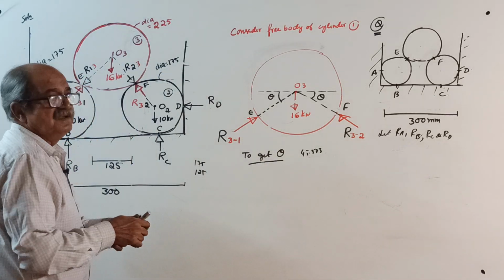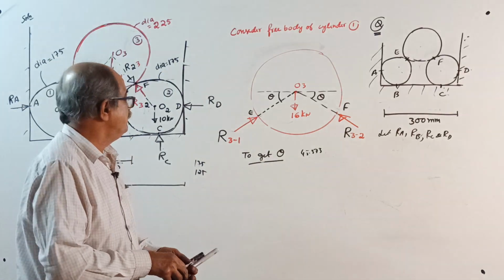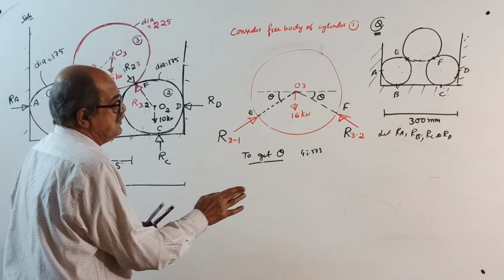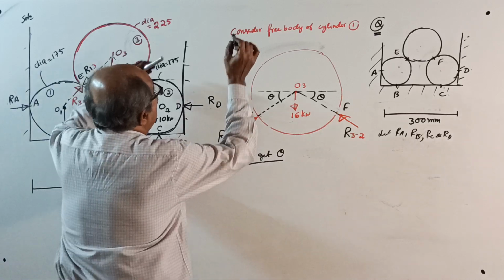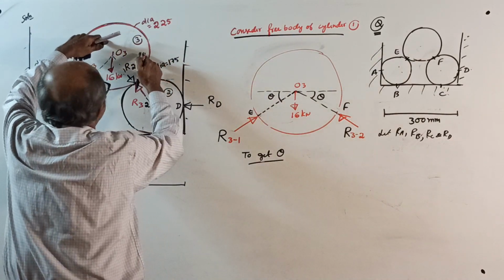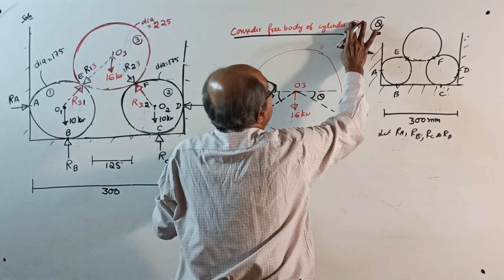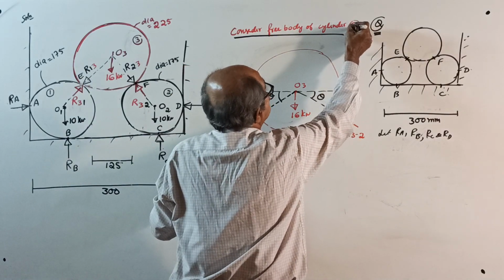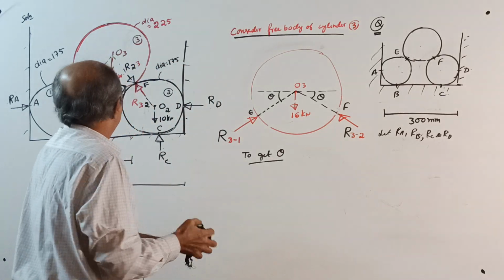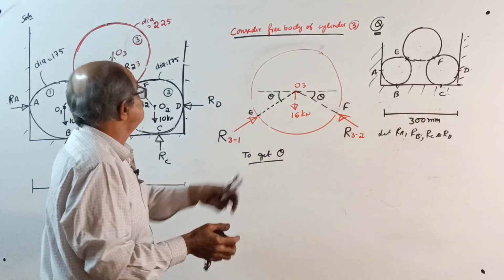Okay, now start. Today's class is not a big one. First see, this is all I said; these values I wrote for setting the question. Now, consider the free body of cylinder 3, not 1, cylinder 3. By mistake I wrote 1 because I first thought this is your 1. Now, very important, those who want, make a note.